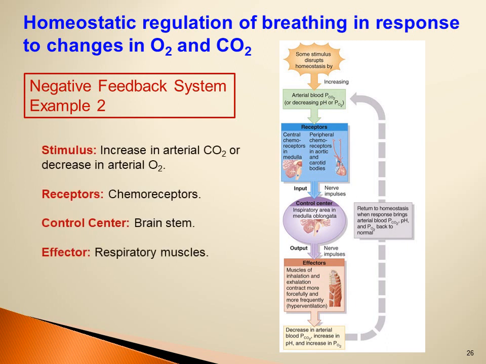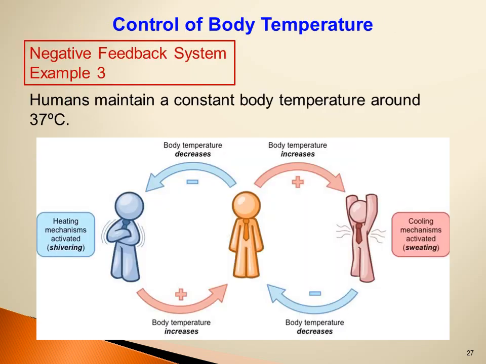Again, the stimulus is an increase in arterial carbon dioxide or a decrease in arterial oxygen. Receptors are chemoreceptors present centrally in the medulla oblongata or peripherally in the major blood vessels near the heart. The control center is the brainstem, and we talk about the medulla oblongata. The effector organs are the respiratory muscles, both inspiratory and expiratory muscles, and the response is opposite to the stimulus. The response here will be a decrease in the carbon dioxide and an increase in the oxygen.